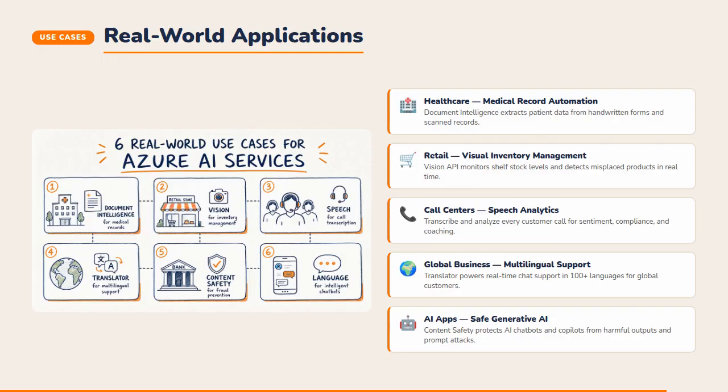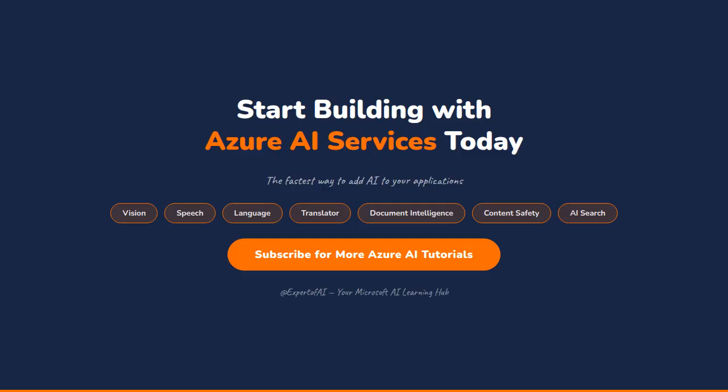Call centers use speech analytics to transcribe and analyze every customer conversation for sentiment, compliance, and coaching opportunities. Global businesses use Translator to power real-time multilingual chat support across 100+ languages. And AI application developers use content safety to protect their chatbots and copilots from harmful outputs and prompt injection attacks.